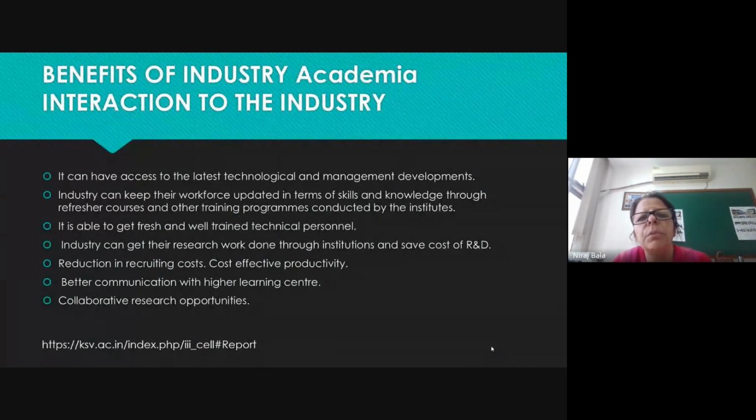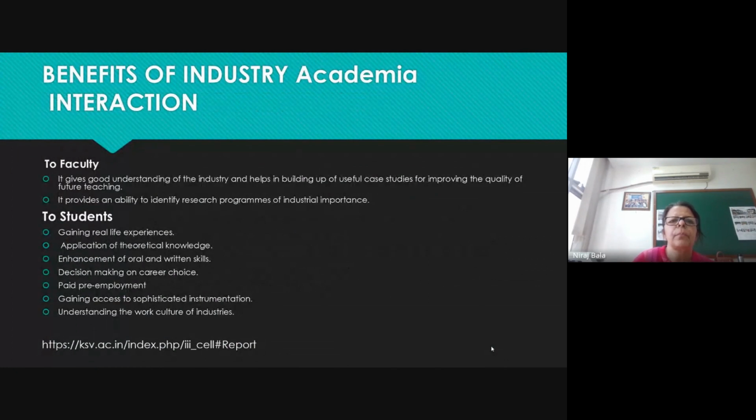Some casting problem is there. Those who are from a mechanical background must know that they face some problems in the industry. So they interact with the faculty or the institutes for solving their day-to-day problems also, on a cost-to-cost basis.